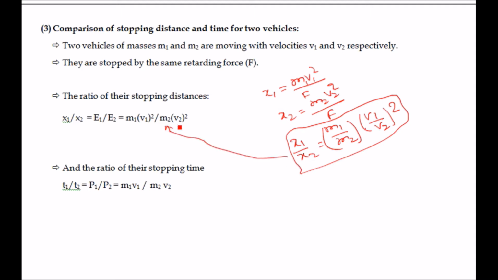If instead of mass and velocity they are given in terms of energy, then x1 by x2 is equal to E1 by E2.